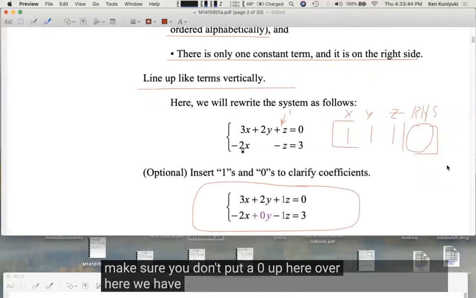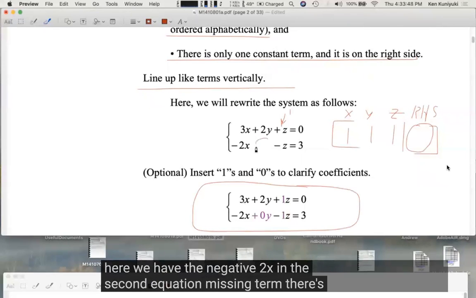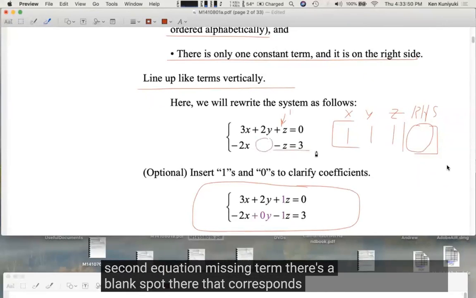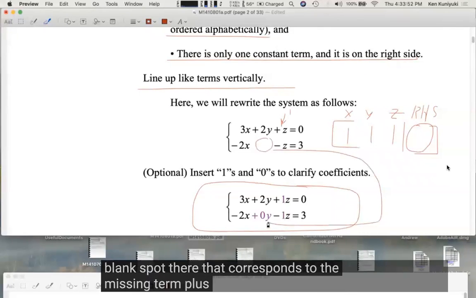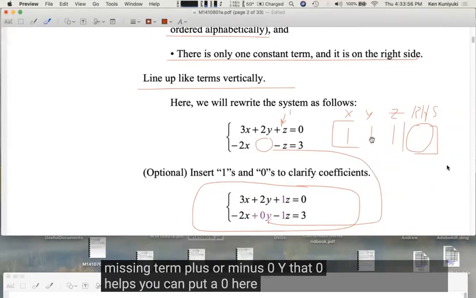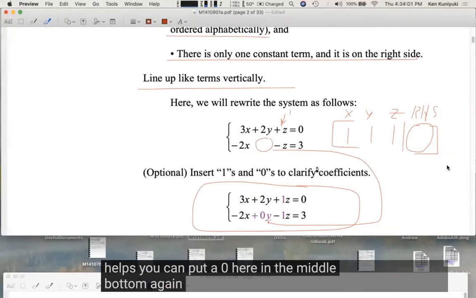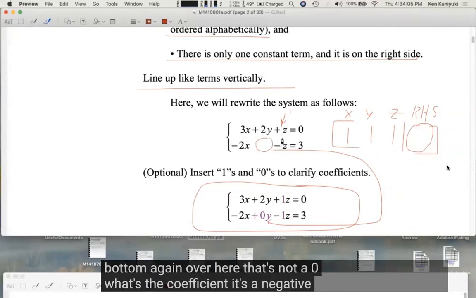Over here, we have the negative 2x in the second equation, and a missing term. There's a blank spot there. That corresponds to the missing term, plus or minus 0y. That 0 helps. You can put a 0 here in the middle bottom. Again, over here, that's not a 0. What's the coefficient? It's a negative 1z.